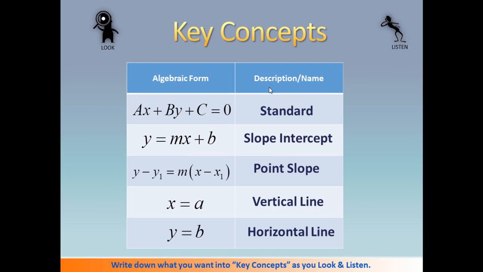On this slide you'll find the algebraic form and what we call it, its description or its name. So we have standard, slope-intercept, point-slope, what the algebraic form of a vertical line is, and what the algebraic form of a horizontal line is.